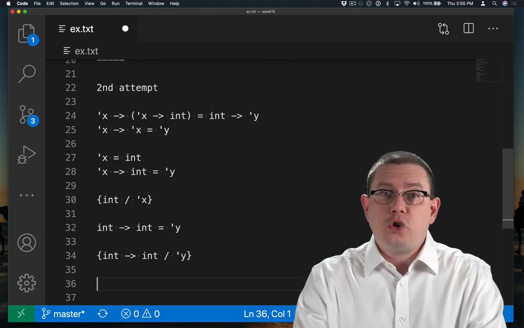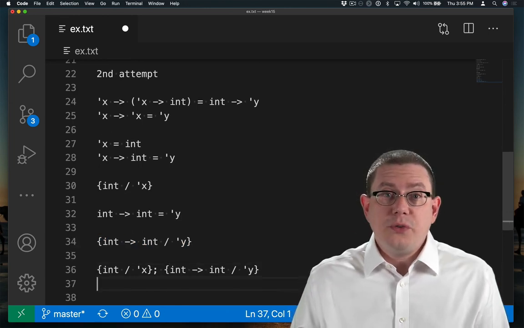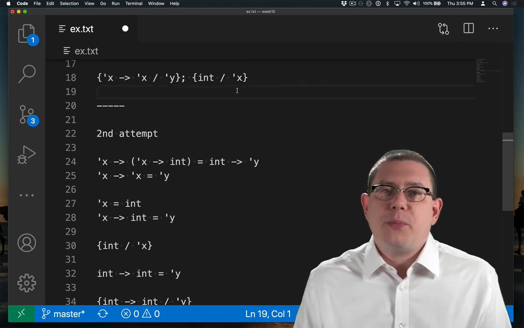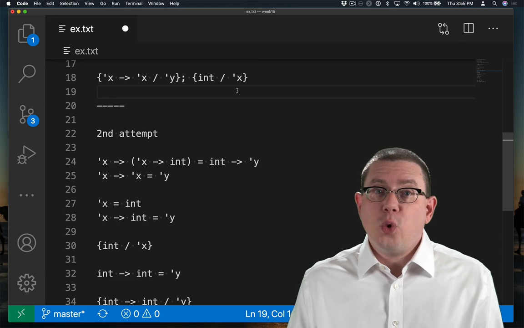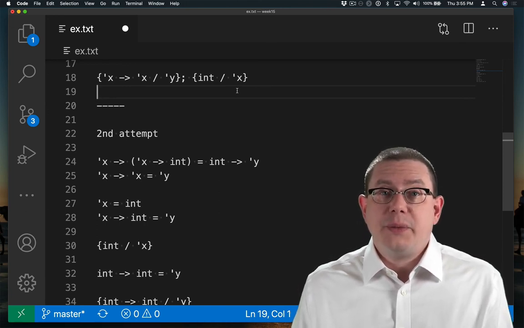So the final substitution I end up with that time is going to be different. It's still a substitution that unifies this set of equations, but it's a different substitution than the one I came up with the first time. So we can get different solutions depending on the order in which we process all of the equations and eliminate the variables.